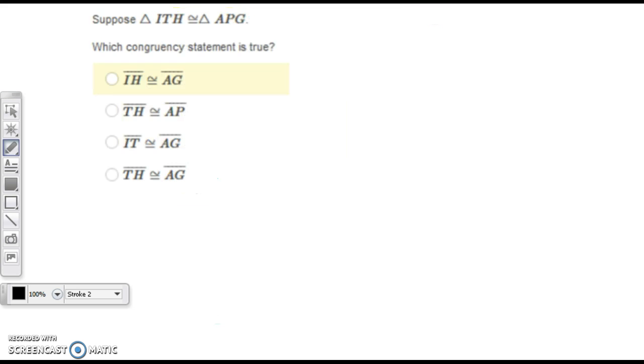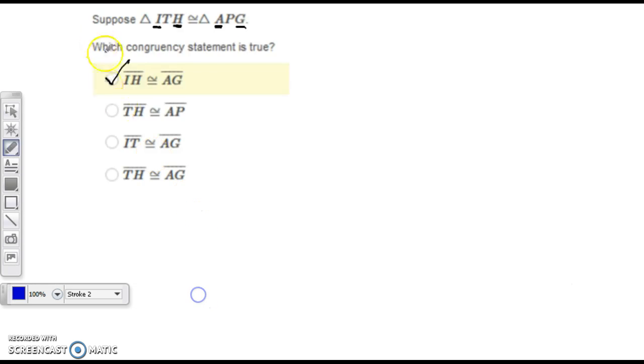All right, suppose triangle ITH is congruent to triangle APG. Which congruency statement is true? All right, so we're going to check each of these. IH, that's the first and the last letter. So it has to correspond to the first and the last letter, which it does.